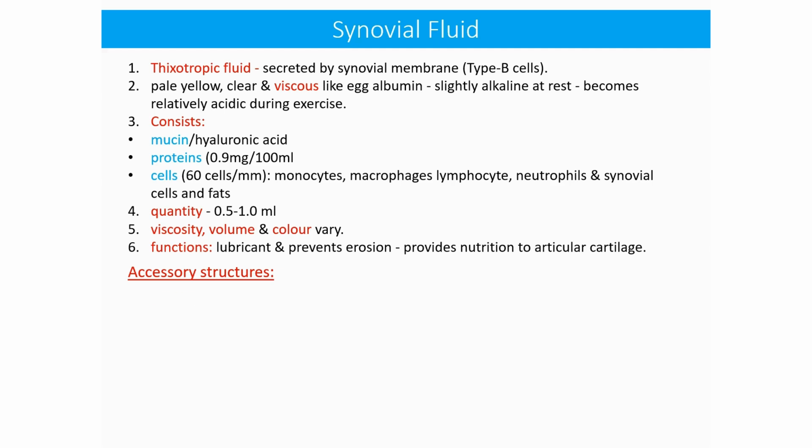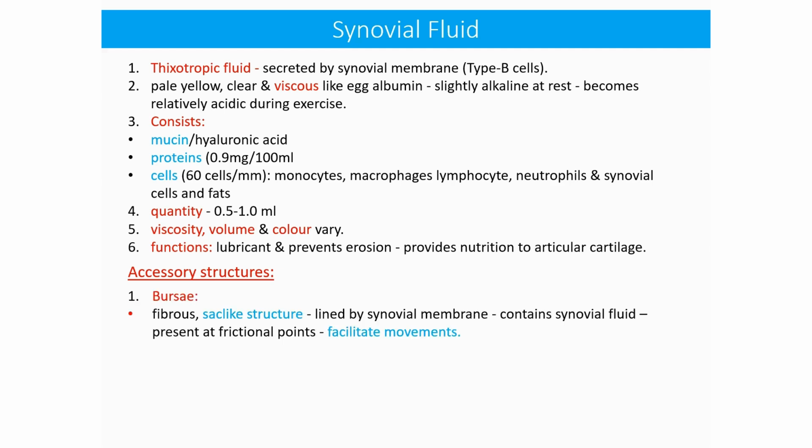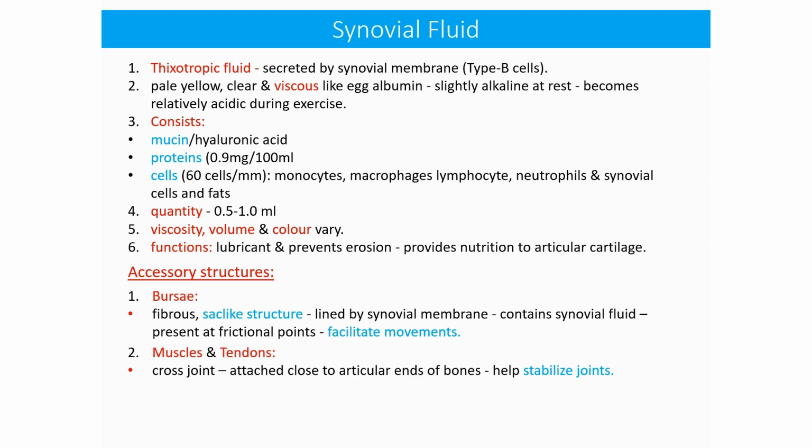As regards the accessory structures, number one are the bursae. A bursa is a fibrous sac-like structure lined by synovial membrane and contains synovial fluid. These bursae are present at frictional points, hence they facilitate the movement. Number two are muscles and tendons. The muscles and tendons which cross the joint and are attached to the articular ends of the bones or close to the articular ends of the bone help stabilize the joint.